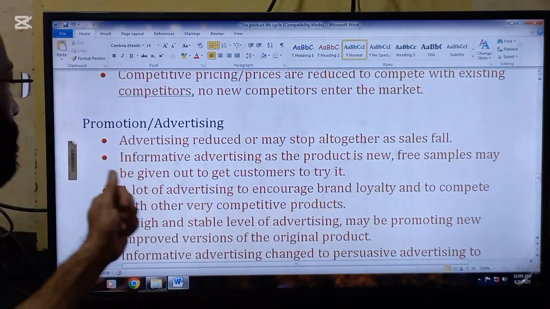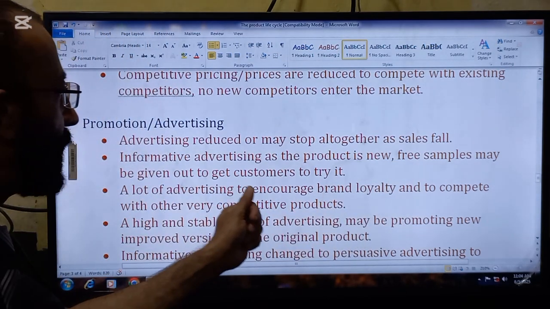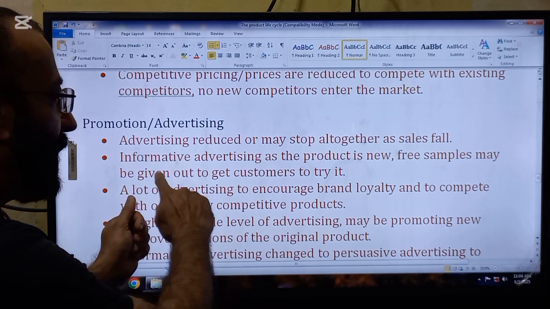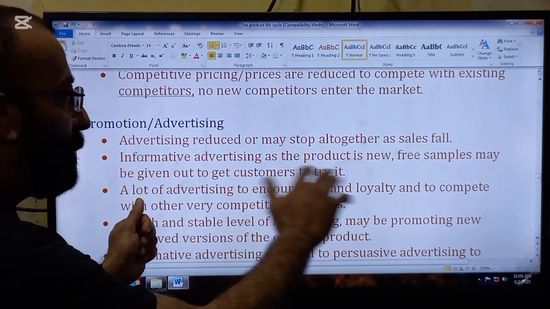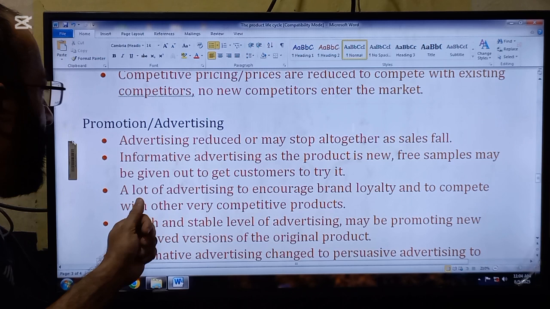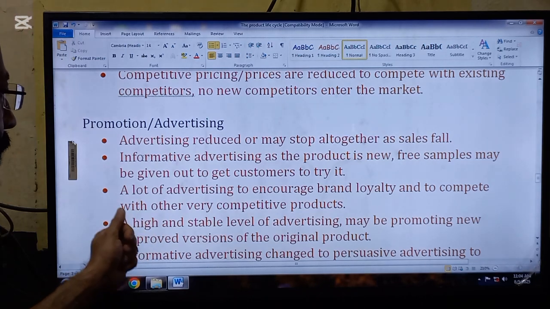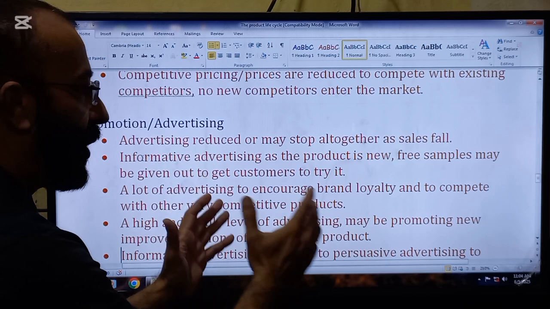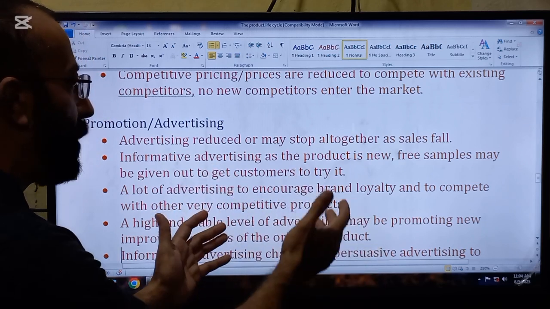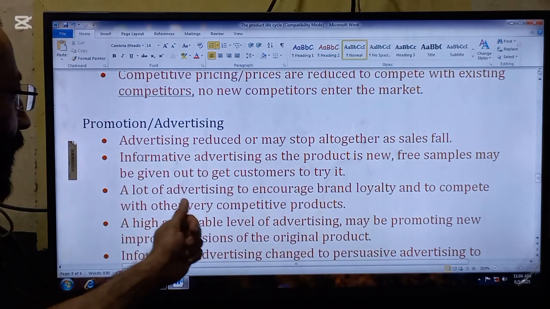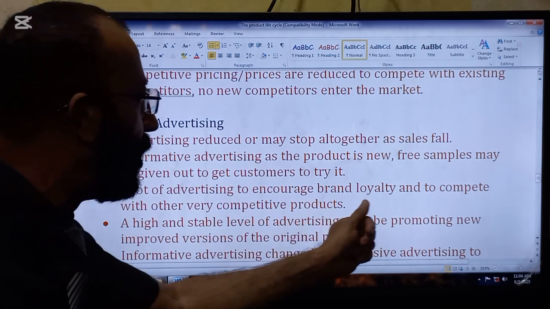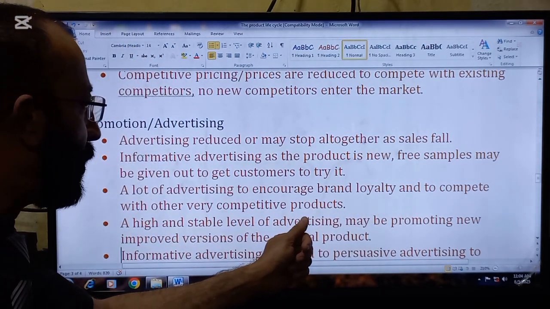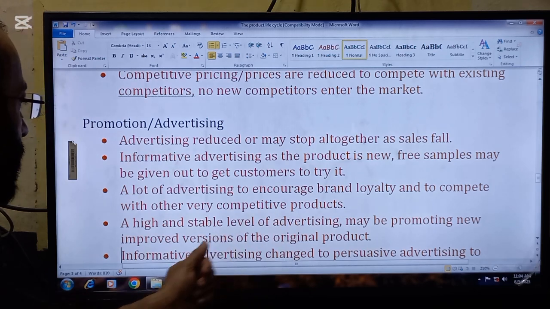Free samples may be given out to get customers to try it. So the stage will be informative advertising, and free samples and prototypes will be given. After that, a lot of advertising, because your product is getting famous and customers are liking your product. Then a lot of advertising to encourage brand loyalty and to compete with other very competitive products. So this will be the stage in the advertising.